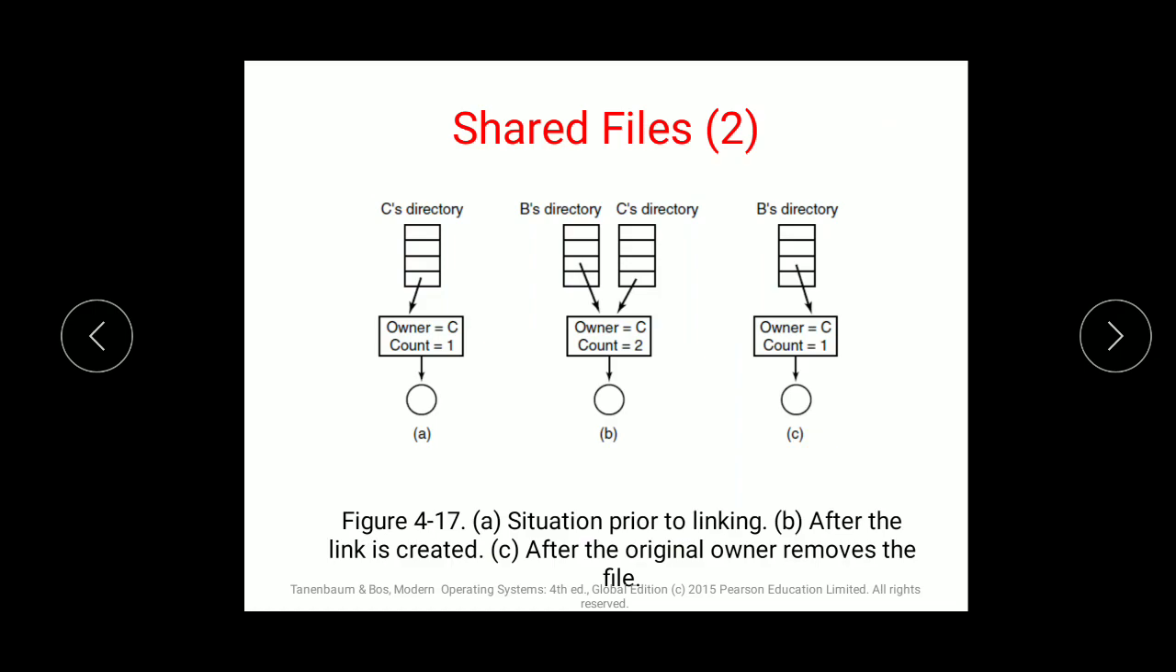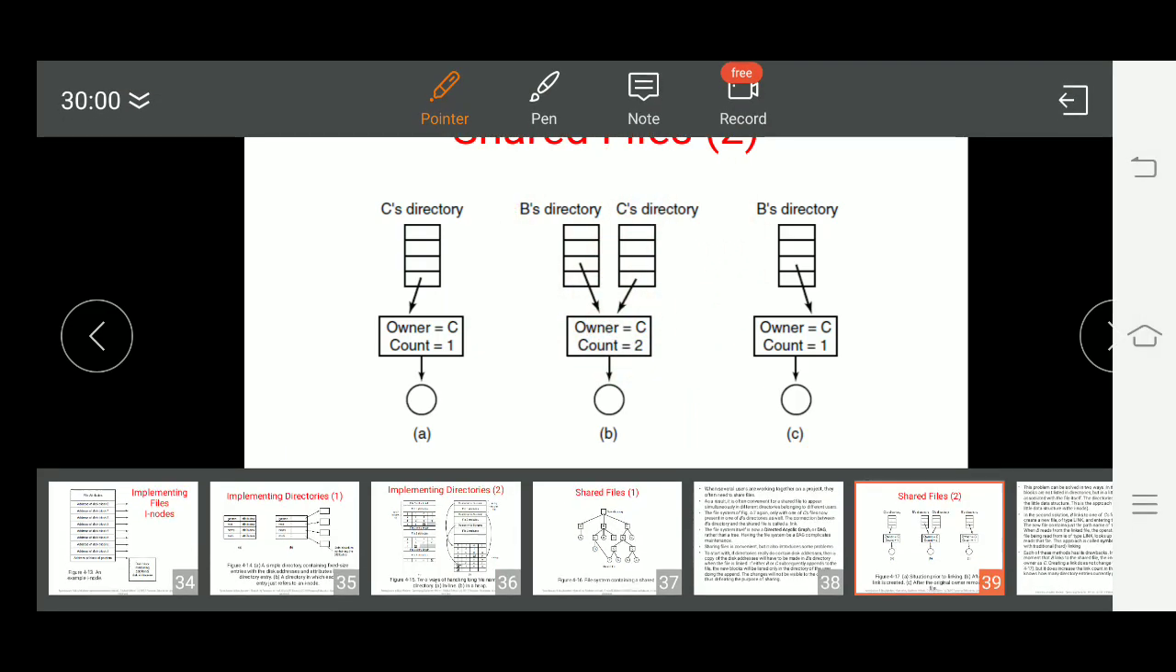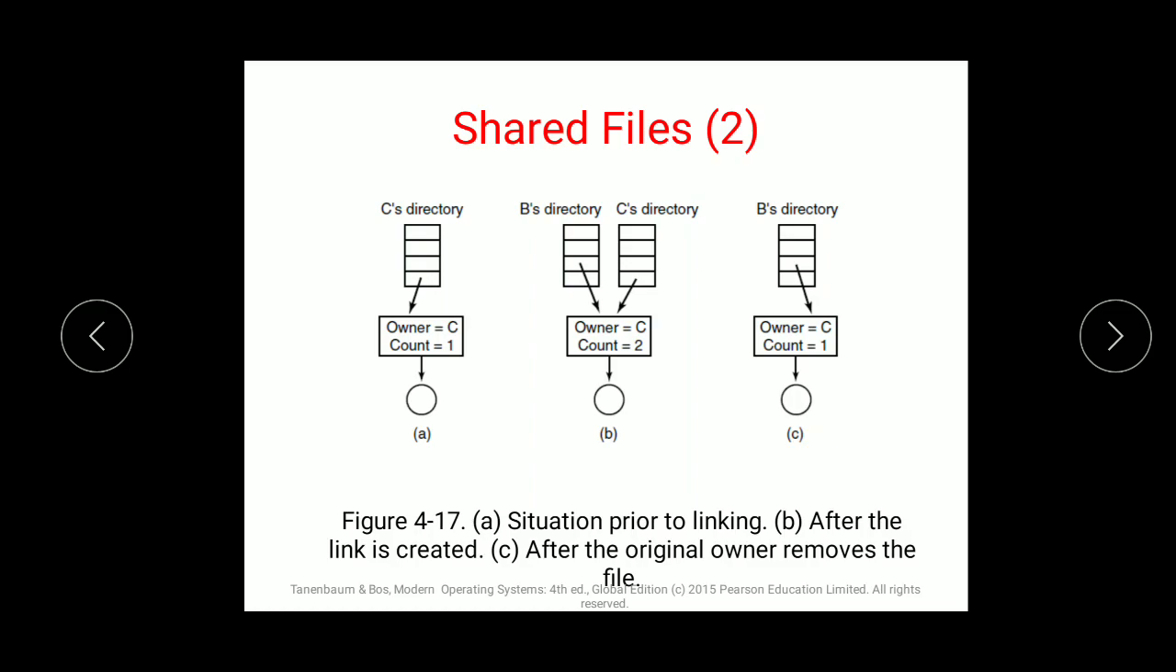Shared files: the situation prior to linking was this one. When it is linked, it shows owner C, that is, C has created it, but the count is 2 because 2 people are accessing it on one single system. Next is B's directory, owner C and count 1. Again, if I separate these two, I will have one owner, that is C only. If C is deleted, who is the owner? The first creator is the only owner of the file, so the rights of that file belong to the first creator only. That is the criteria.